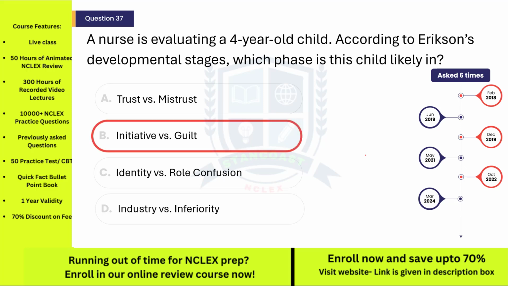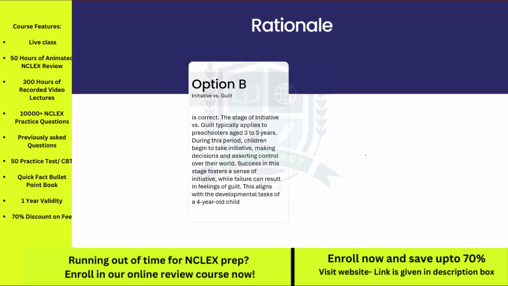Initiative versus guilt. B is correct. The stage of initiative versus guilt typically applies to preschoolers aged 3 to 5 years. During this period, children begin to take initiative, making decisions and asserting control over their world. Success in this stage fosters a sense of initiative, while failure can result in feelings of guilt. This aligns with the developmental tasks of a 4-year-old child.